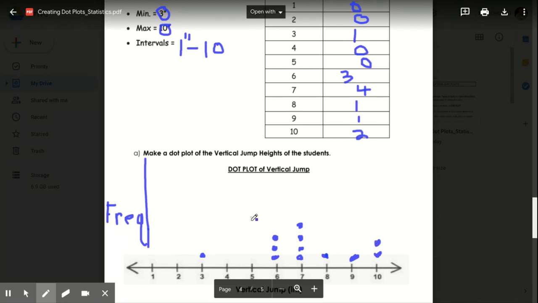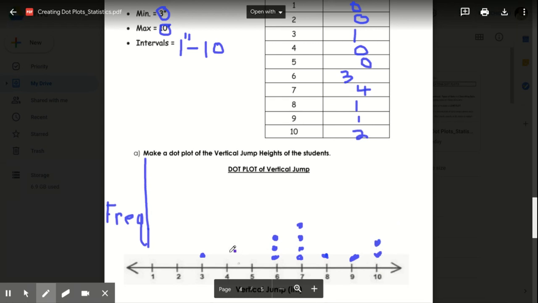So there we go. Now, I observed 12 students, so I should have 12 dots. 1, 2, 3, 4, 5, 6, 7, 8, 9, 10, 11, 12. It all adds up. I had 12 observations. I have 12 dots. I had 12 students I looked at. And the highest I saw a child jump was 10 inches. And how many kids did I see jump that? 2. I got 2 dots there.